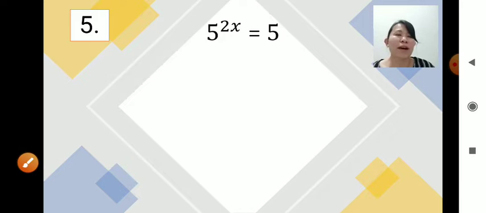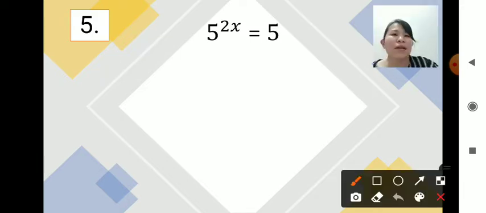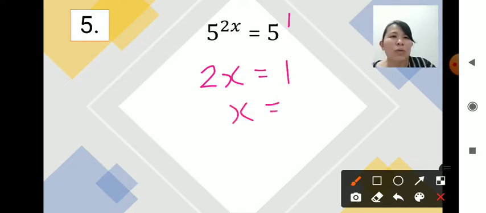Question number 5. This is similar to the second question. Okay. So any number, this number 5 must have power 1. Okay, power 1 here. So you can compare the index. 2x is equal to 1. So x will be equal to 1 over 2.